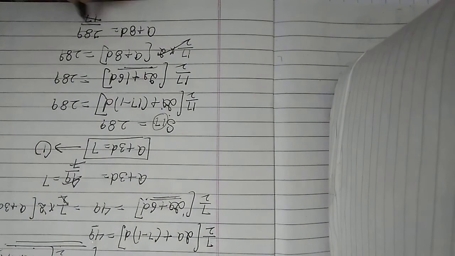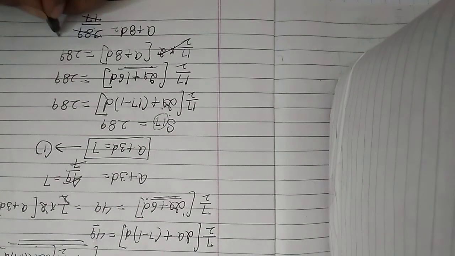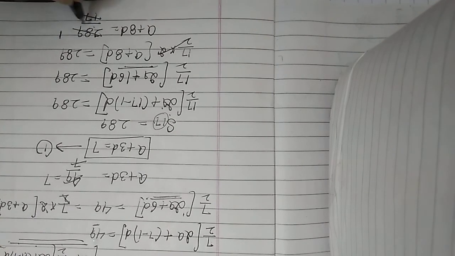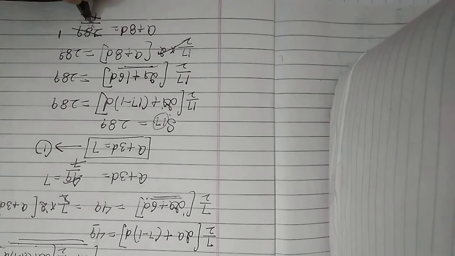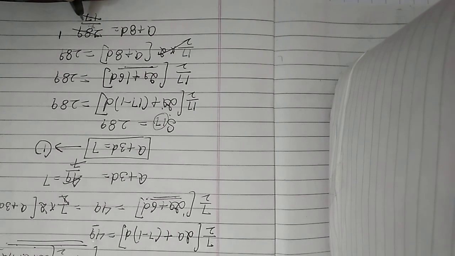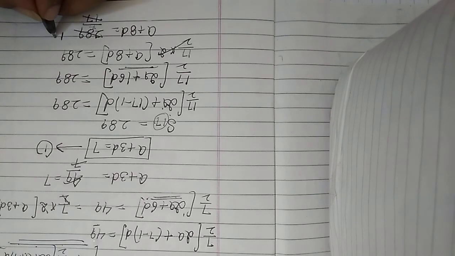It cancels on 17. 17 ones are 17, 17 sevens are 119, that goes on 19, 17.